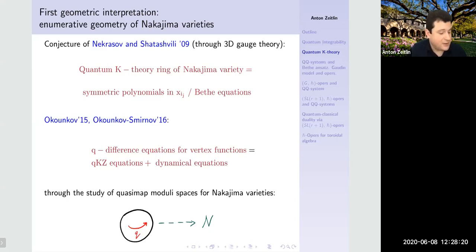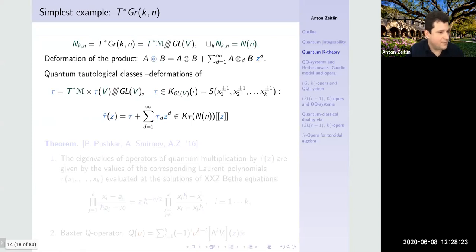And let me illustrate it on a simple example. I decided to devote one page to this simple example of T-star Grassmannian. Notice there are parameters k and n here. Remember that n is the number of our evaluation parameters. What happens there is that our evaluation parameters correspond to equivariant parameters of the torus acting on T-star Grassmannian. And k is just the weight. It will correspond to the weight in the corresponding spin chain. So how does it work?